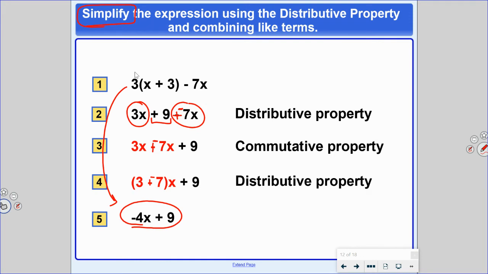Now again, to repeat myself, you will not be able to solve. There's no equation here. There's no way of finding that missing piece. It might forever be missing, but at least we have simplified that expression.